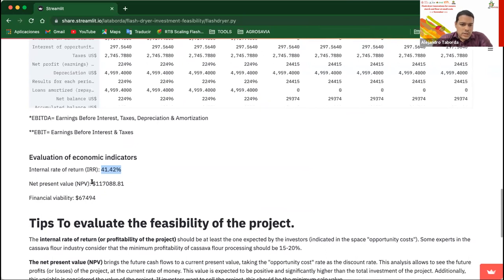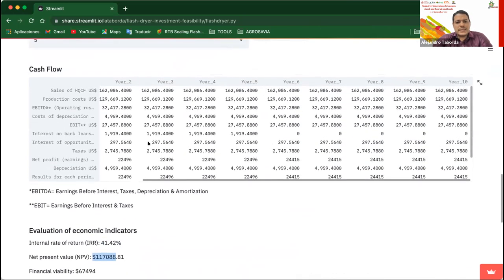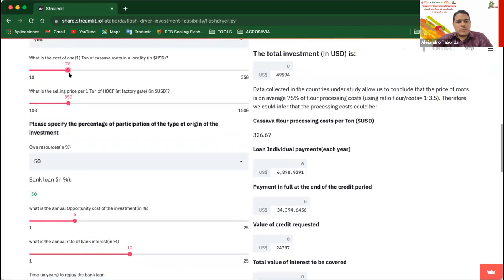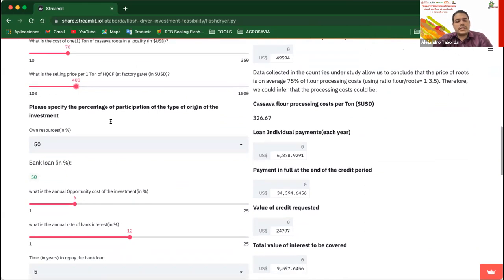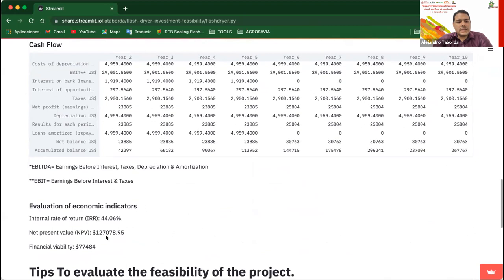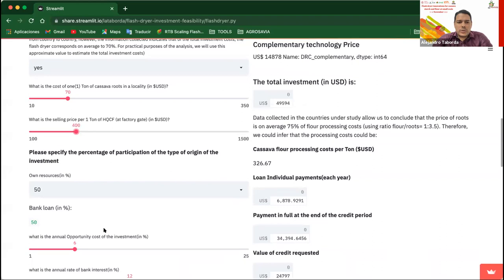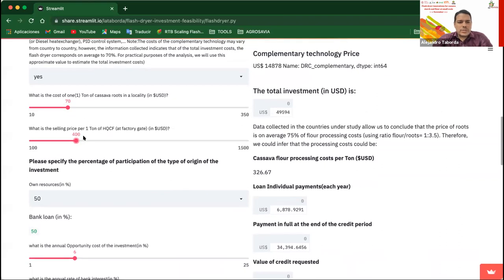Now we got a really important difference in the profitability of the project. We got good numbers in this exercise. As well for the selling price, suppose that we have the same cost as at the beginning of our exercise, but our selling price is almost 400 US dollars per ton of HQCF. In this case, the indicators are also good.